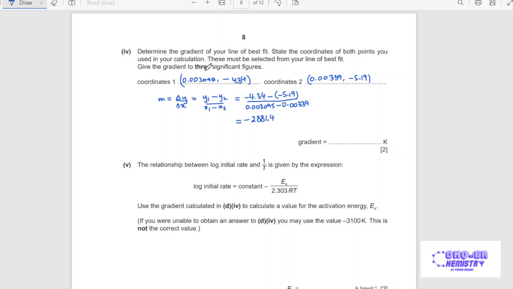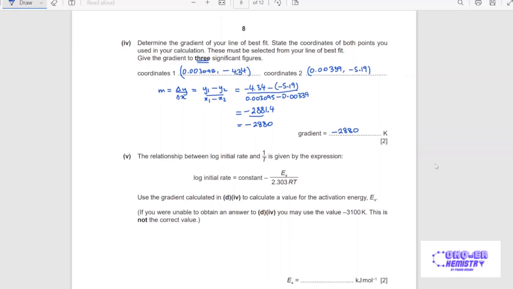but it asks us for the gradient in 3 significant figures. So I have to write it up till here, and the 1 is going to be dropped off. We get a 0. So this is going to be minus 2880. That will be my gradient. Make sure you round correctly. I've already told you this before.